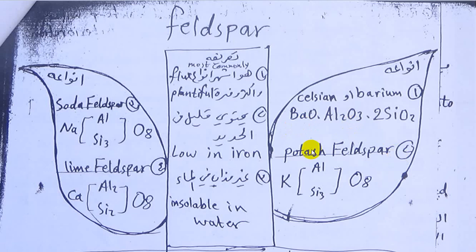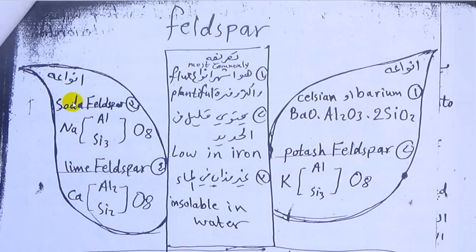The second type is potash feldspar, as you can see in front of you. K with the cation Al and the anion Si3, associated by bonding to 8 atoms of oxygen, as you can see. K is potassium, and it is called potash feldspar. Potash means potassium, linked to the cation Al and the anion SiO3.